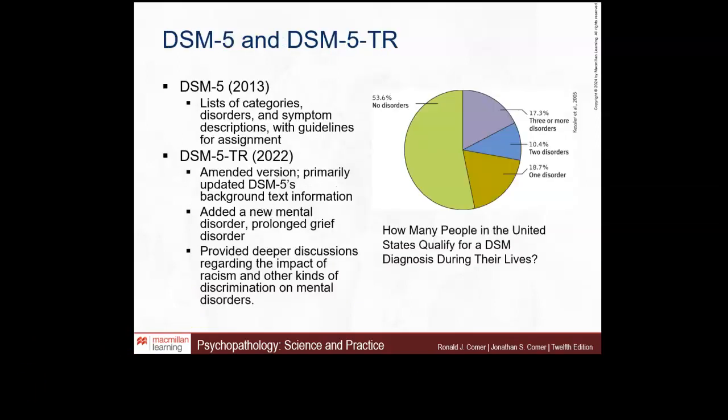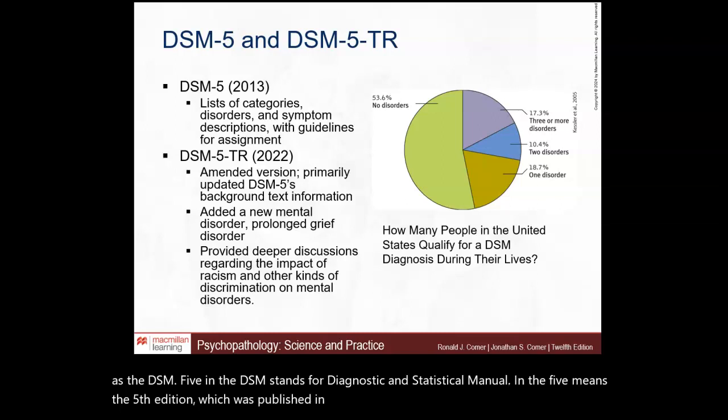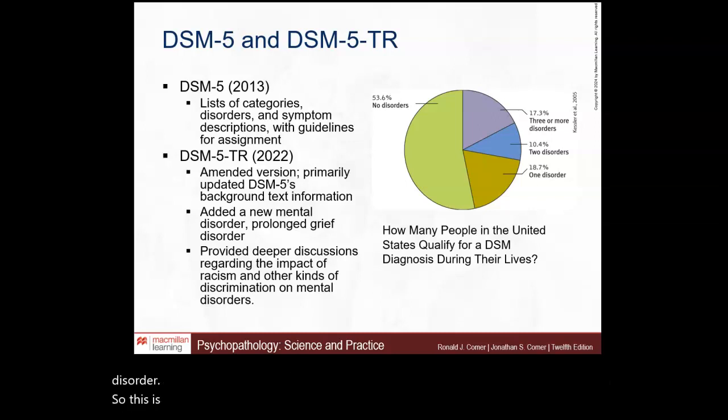The most common manual that a clinician will use in order to make a diagnosis is what's known as the DSM-5. The DSM stands for Diagnostic and Statistical Manual. And the 5 means the 5th edition, which was published in 2013. It listed more than 500 mental disorders. Each entry described the criteria for diagnosing the disorder and the key clinical features of the disorder. So this is a classification system.